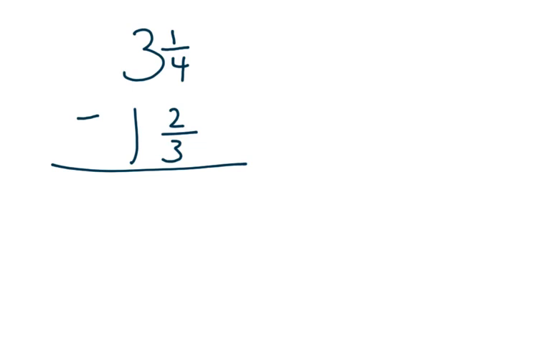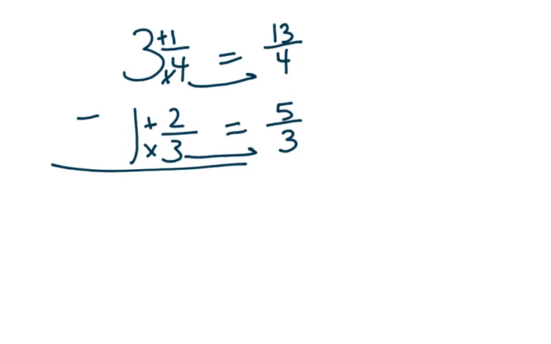So to do that, I would take my whole number times my denominator, which is 4. 3 times 4 is 12. And I would add my numerator. Plus 1 would be 13. And I would get 13/4. And I would do the same to the bottom. 1 times 3 is 3. Plus 2 is 5. And this would equal 5/3. Because again, my denominator is going to stay the same.